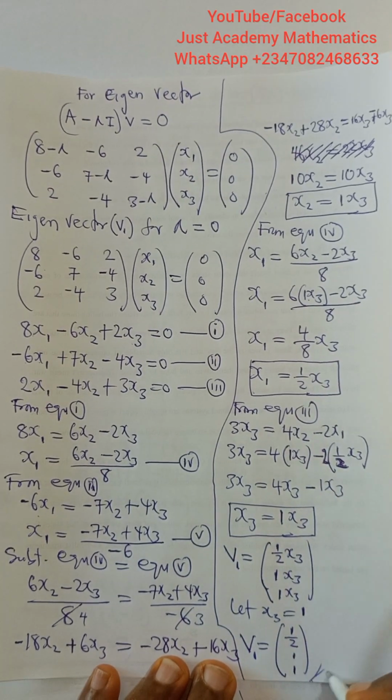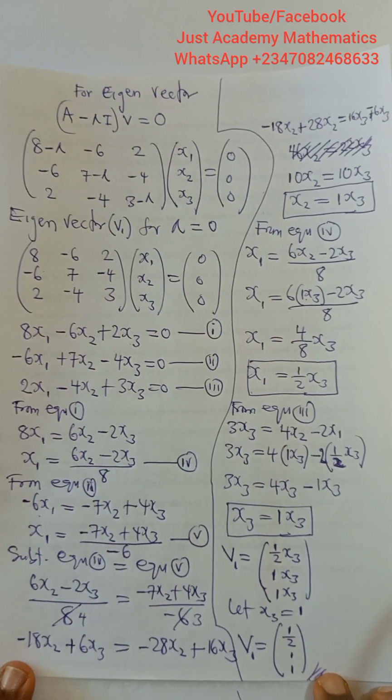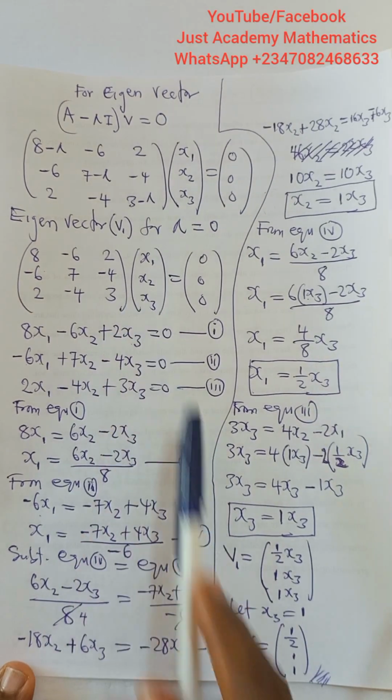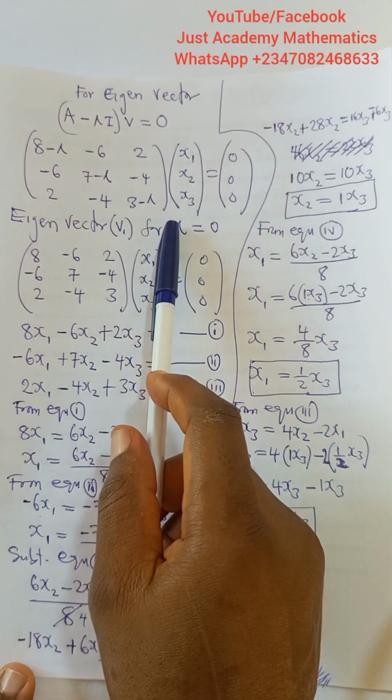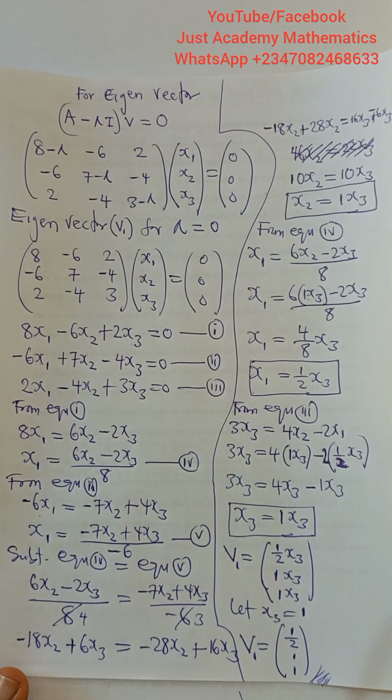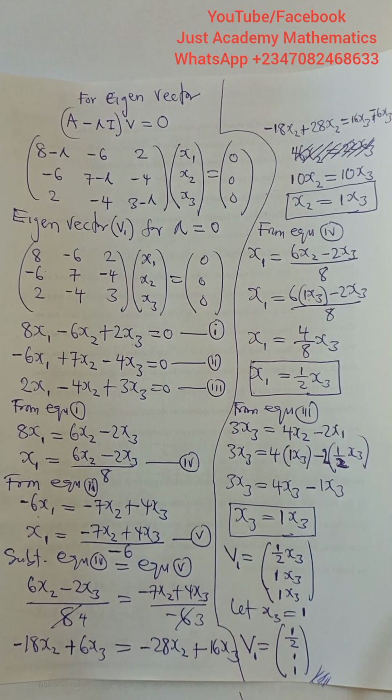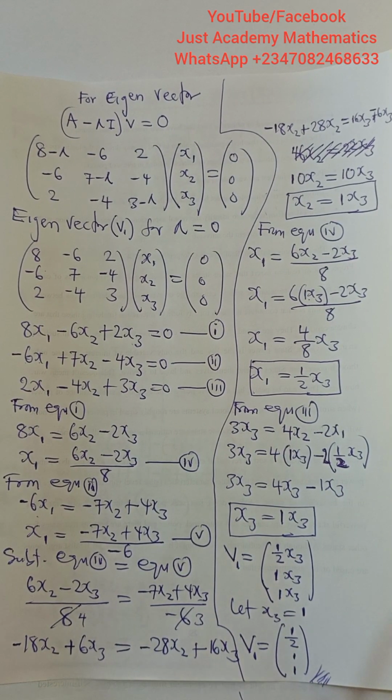This is the eigenvector, the corresponding vector for this eigenvalue. It may look long, but it's simple. If you prefer the other method, you can follow it, but this is the one I know.